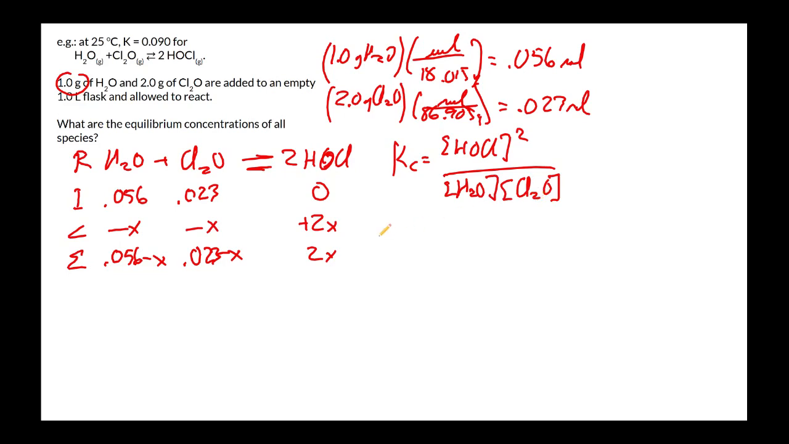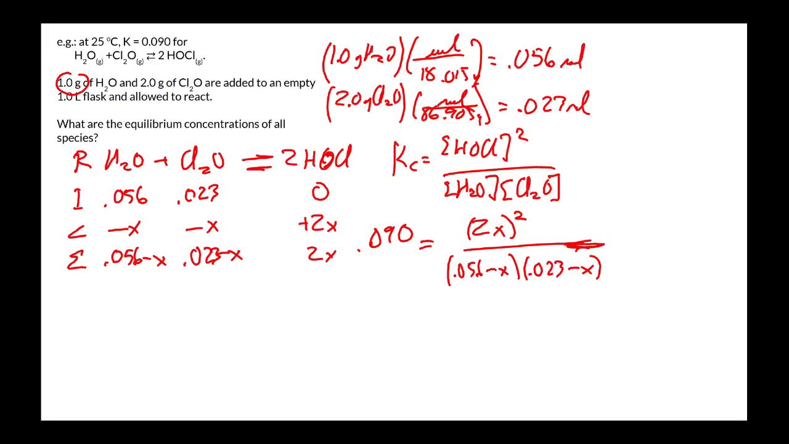In terms of our chart, first of all, Kc is 0.090, they tell us. And that's equal to, well, at equilibrium, the concentration of HOCl is 2x, that's squared. The concentration of water is 0.056 minus x. The concentration of Cl2O is 0.023 minus x. So now we have a quadratic equation.